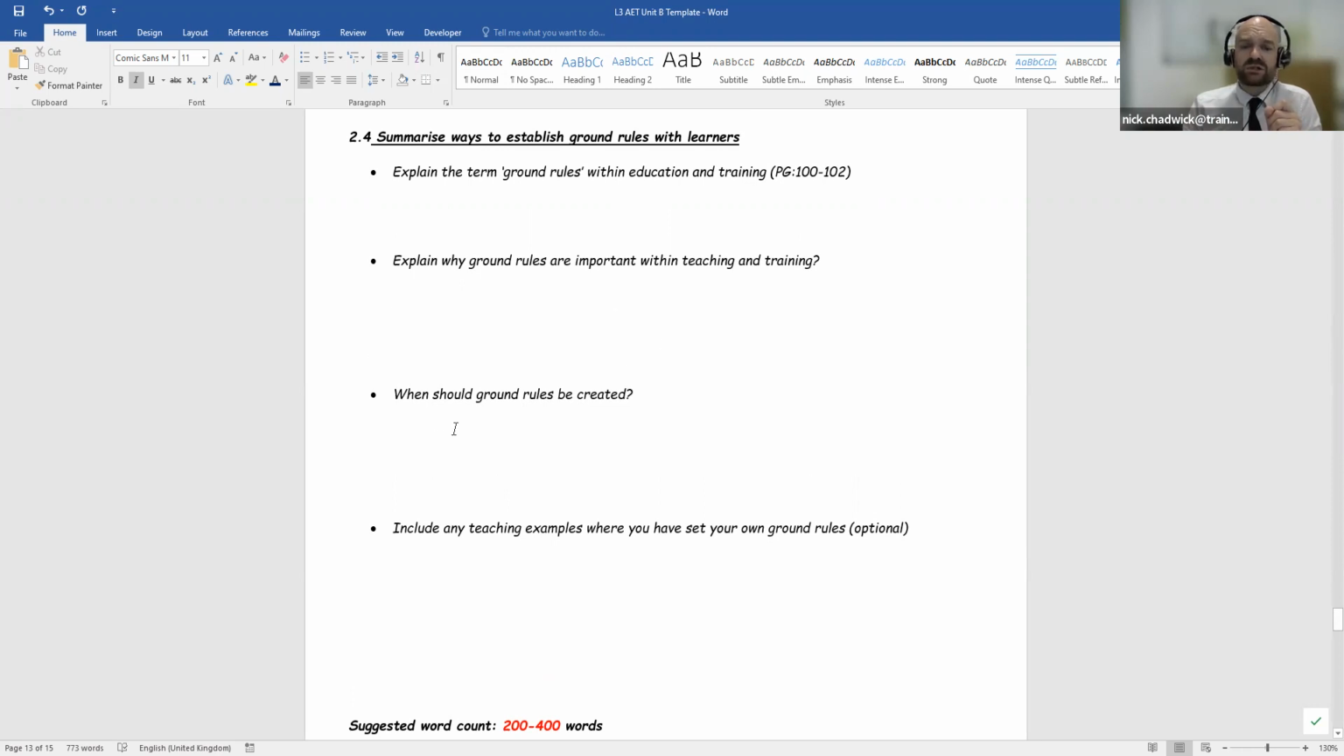Okay. And also, when should ground rules be created? Ground rules should, of course, be created at the start of a course. You could do this together as a group activity, perhaps as an icebreaker activity as well. It's very difficult once your course has started to establish ground rules later on. We should communicate these ground rules very much at the start.